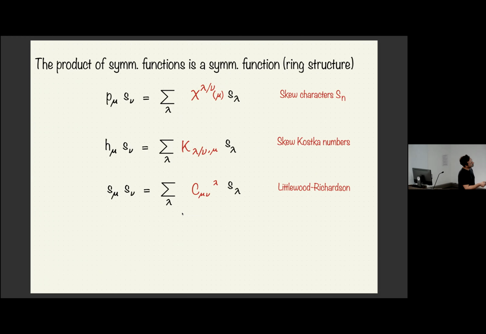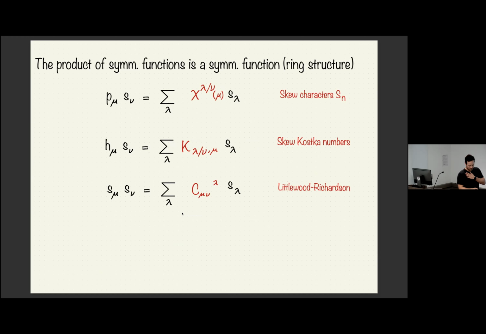And if you decompose it with respect to the Schur basis, you'll find that what appears here are these things called the skew Schur characters. So the special case when nu is the empty partition, these are just characters of the symmetric group. And when nu is not the empty partition, it's something called a skew character that has to do with the skew shape rather than a partition. Okay, then if you take the product of H with S, you decompose, you get the skew Schur character. So if you take the skew Kostka number, and if you take the product of two Schur functions, you get the coefficients here called the Littlewood-Richardson coefficients.